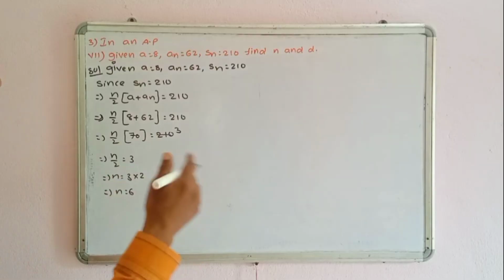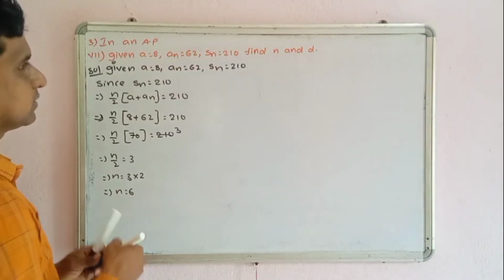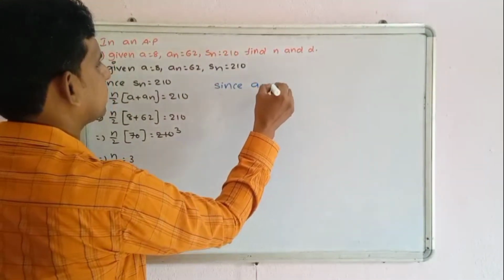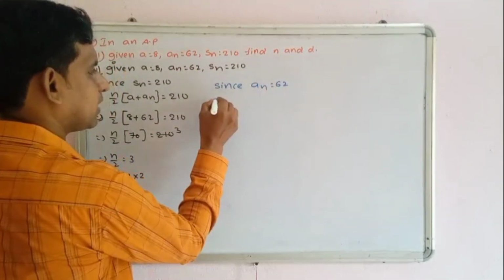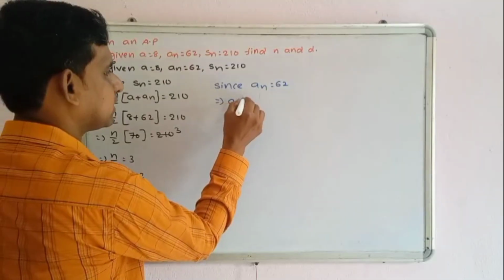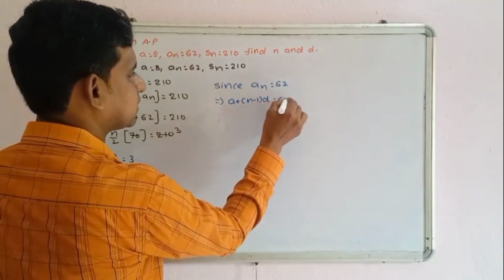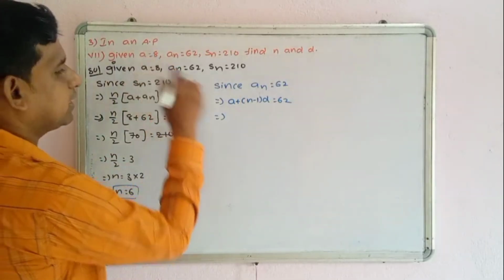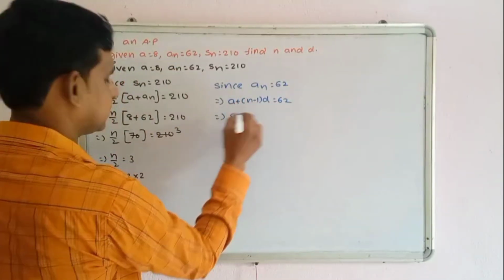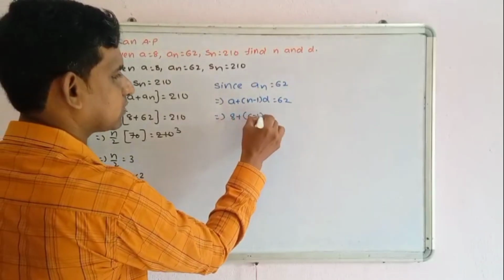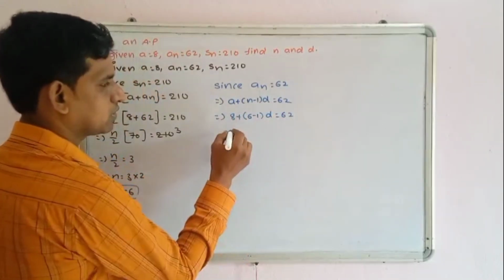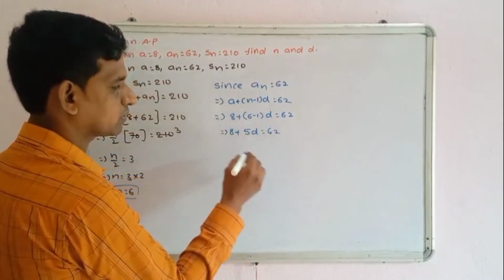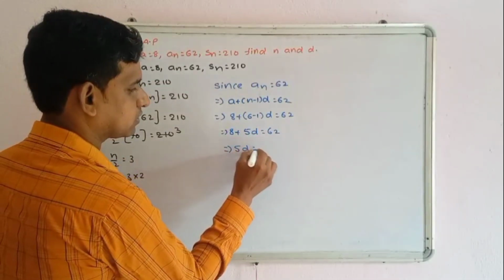Okay, now we will find the value of d. Okay, see, since an equals to 62. What is the formula? an formula a plus n minus 1 into d equals to 62. Here the value of a is how much? 8 plus n minus 1. n is 6 minus 1, d equals to 62. So 8 plus 6 minus 1 is 5d equals to 62.